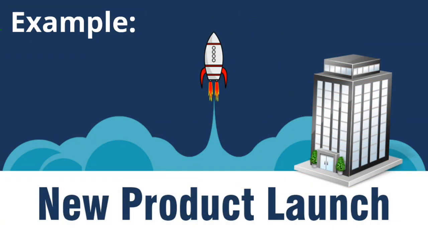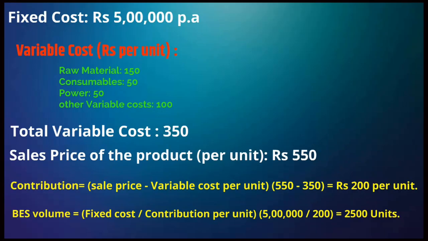Example. A company has launched a new product. The cost details of the product are as follows. Fixed cost, rupees 5 lakh per annum. Variable cost in rupees per unit. Raw material, 150. Consumables, 50. Power, 50. Other variable costs, 100. Total variable cost, 350. Sale price of the product, per unit, rupees 550.